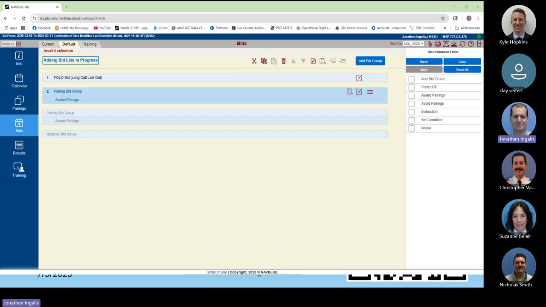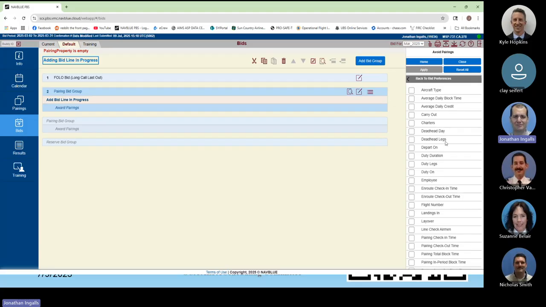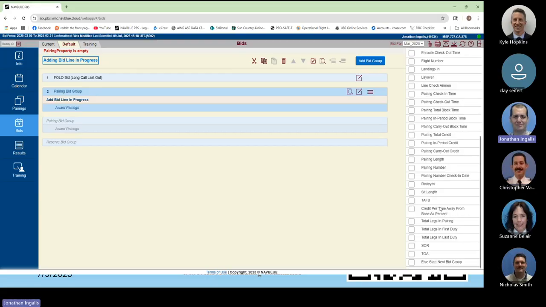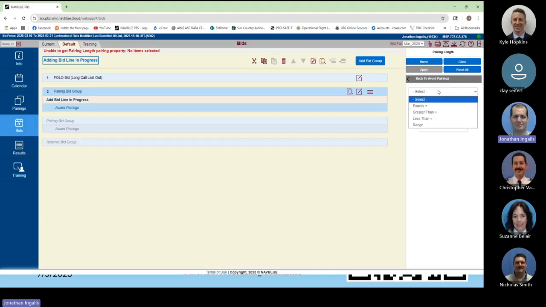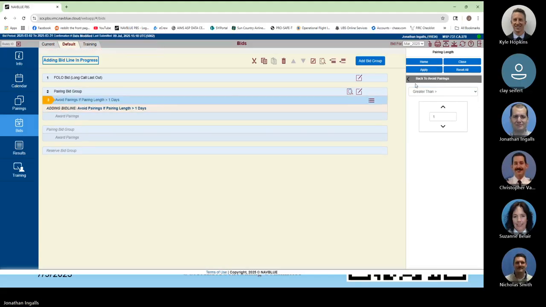Yep. Okay. So the first thing you're going to do, Chris, we're going to avoid pairings. Do you have the seniority to consistently hold turns? Yeah. Then let's avoid pairings, and let's just make this easy. We're going to avoid pairing length greater than 1. You good with that? Avoid pairings, find pairing length greater than 1. Let me know when you're there.